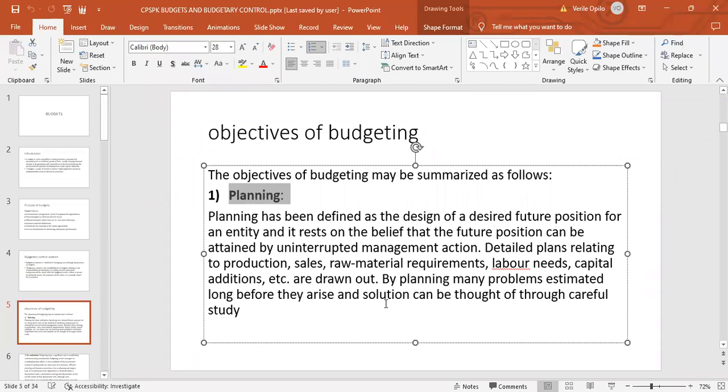When you're able to sit down and say that, for example, for a company, you want to produce 10,000 units, then it allows you to plan ahead. For us to produce these 10,000 units, how much materials do we need? How much in terms of raw materials do we need? How much in terms of labor do we need? What kind of labor do we need? Do we need skilled labor or unskilled labor or semi-skilled labor?